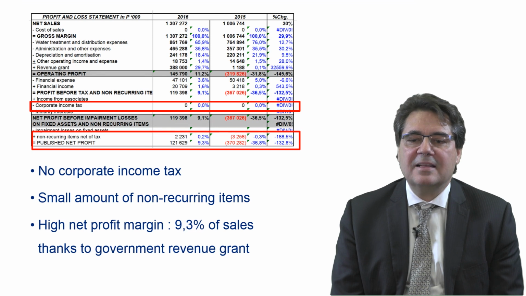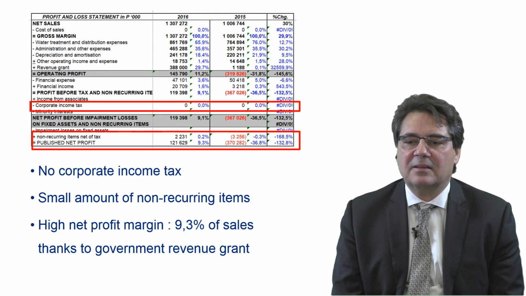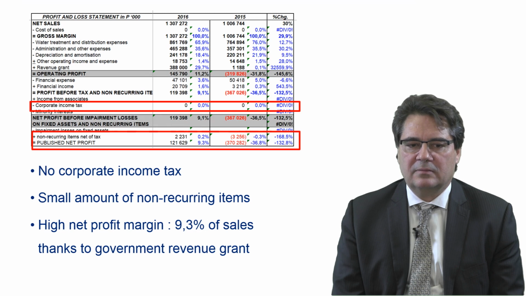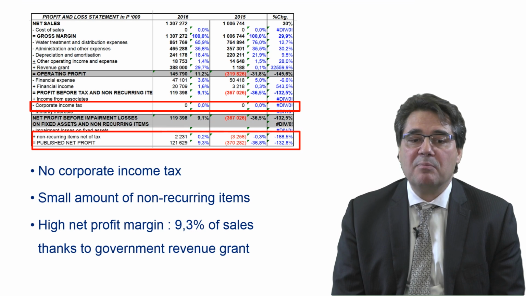The company is exempt from paying taxes on income as per the law, as it is explained in the notes to the financial statement. Thereafter, non-recurring items are low for the last 2 years, while net profit is positive only because of government revenue grant. The net profit margin is 9.3% of sales.